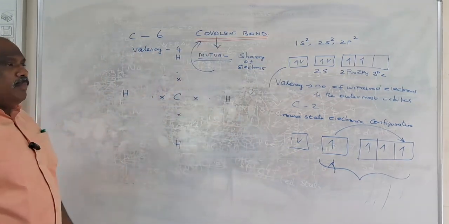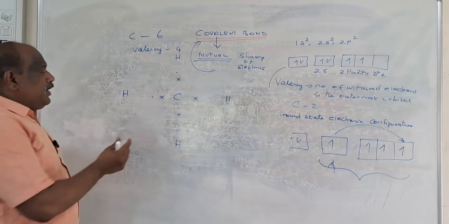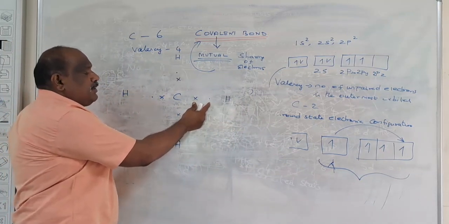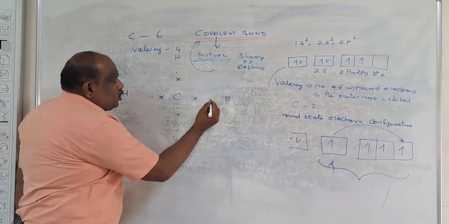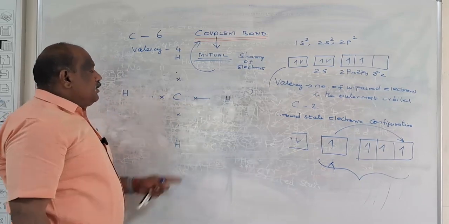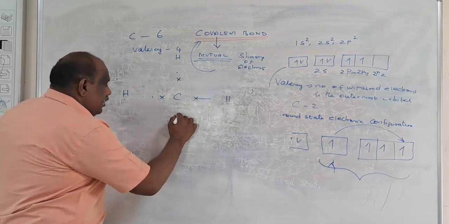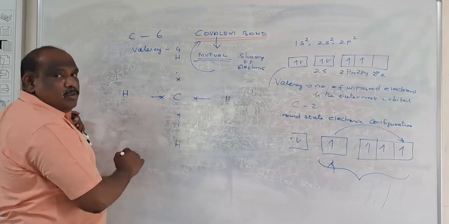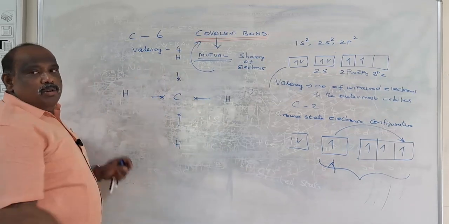So what is a bond? A bond is nothing but a line. A line is formed between 2 points. Here the points are nothing but the electrons. So instead of these 2 electrons, I can draw a line between them. It's nothing but the covalent bond. Here also it becomes a covalent bond. This also becomes a covalent bond. This also becomes a covalent bond.